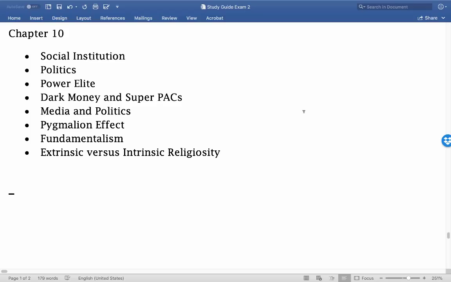Extrinsic versus intrinsic religiosity. Well, if you know the difference between extrinsic and intrinsic, then you got that one right. Extrinsic is just your personal public display, right, of religiosity. So this could be like putting a bumper sticker on your car, wearing a crucifix, things like that. Showing publicly your religious faith, versus intrinsic religiosity is just your inner religious life or your personal relationship with the divine.